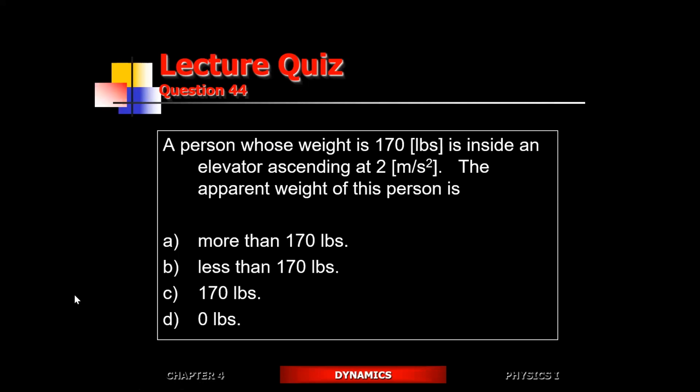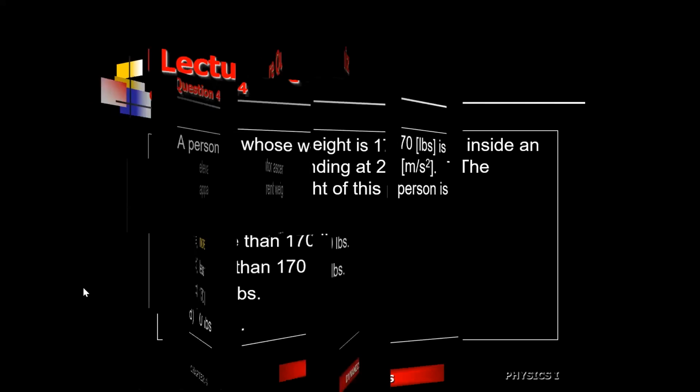All right, I see A again. Okay, very good. So the person weighs 170 pounds. Elevator is ascending, which means that it's going up. You know it's accelerating because it's got the units of acceleration. So acceleration is up, which means that you will weigh more, right? Very good. Give yourself 5 points.